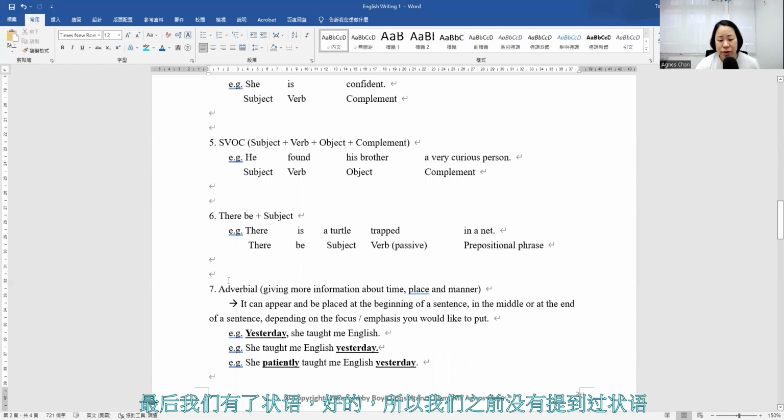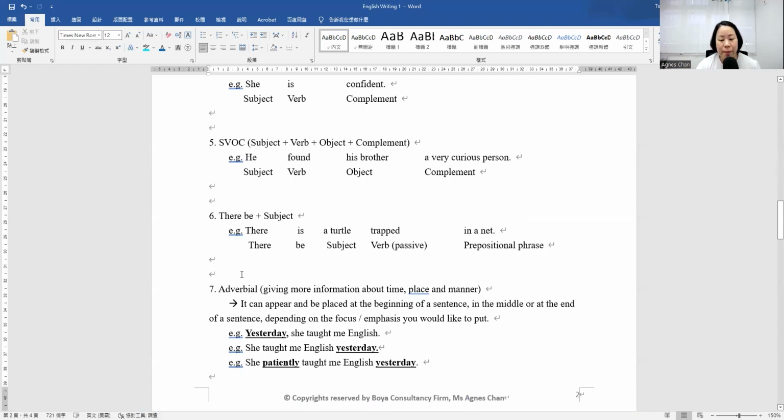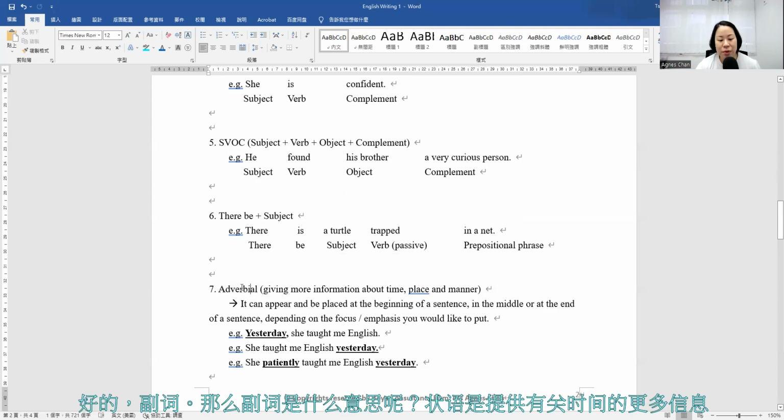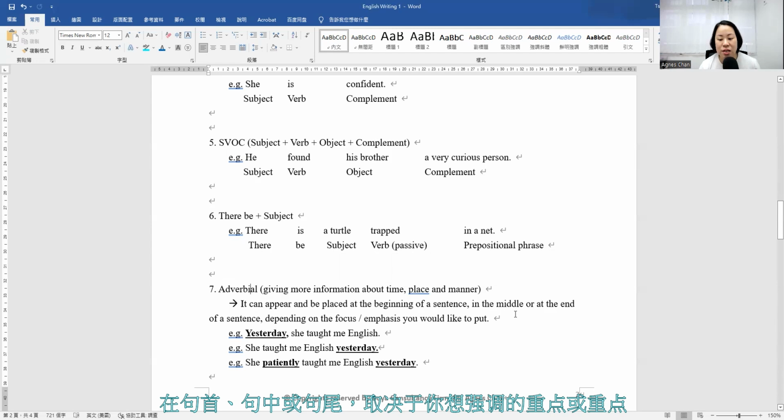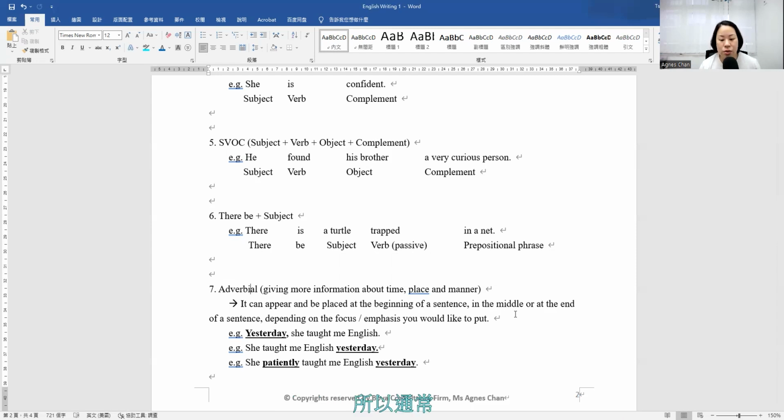And finally, we have the adverbial. Okay, so we haven't mentioned the adverbial before. So here is the adverbial. What does it mean by adverbial? Adverbial is giving more information about the time, the place, and the manner. Okay, so it can be placed at the beginning of the sentence, in the middle, or at the end of the sentence, depending on the focus or the emphasis you would like to put. All right, so usually the adverbial can be put anywhere in a sentence.